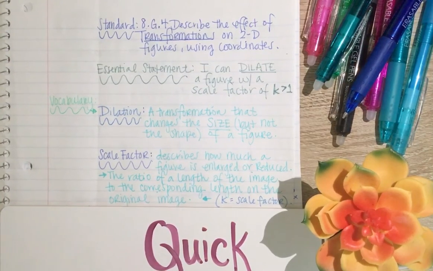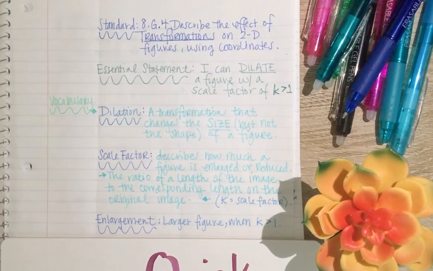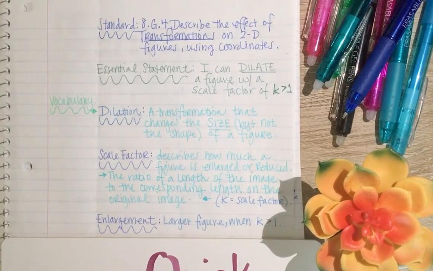Again, remember, I broke up the lesson into 2 days, so we have k is greater than 1 and k is less than 1 for tomorrow. But k is greater than 1 means that from your pre-image, you're going to get a larger figure as your image, and that's called an enlargement.